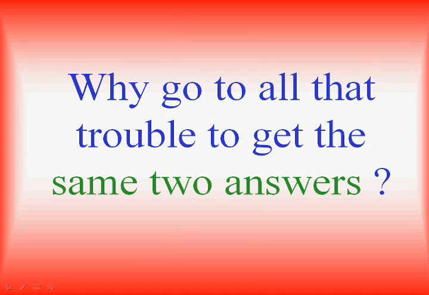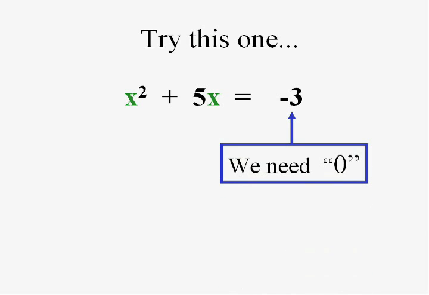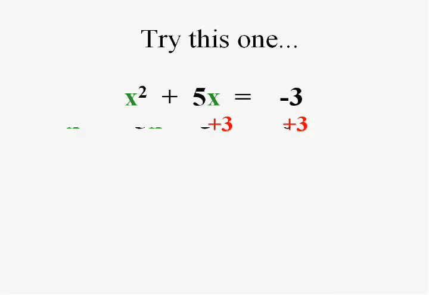Oh, no you don't. I know what you're saying. Why would we go to all that trouble to get the same two answers that we could have gotten just using the zero property? Well, how about little fires, Scarecrow? Let's try this one with your beloved zero property. We know we need to get a 0 on one side, so we'll add 3 to both sides.